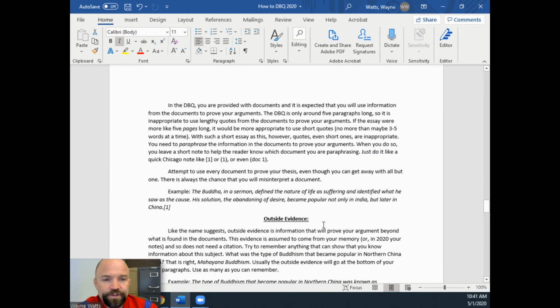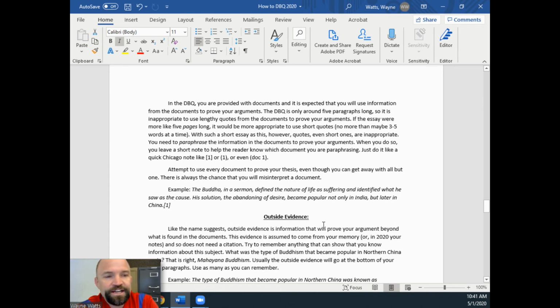In the DBQ, you are provided with documents, and it is expected that you will use information from those documents to prove your arguments. The DBQ is only around 5 paragraphs long, so it is inappropriate to use lengthy quotes from the documents to prove your arguments. In fact, the rubric specifically says don't quote the documents. Do not quote the documents. If the essay were more like 5 pages long, it might be appropriate to use short quotes, like 3 to 5 words at a time. With such a short essay as this, however, even short quotes are inappropriate. Do not quote the documents.